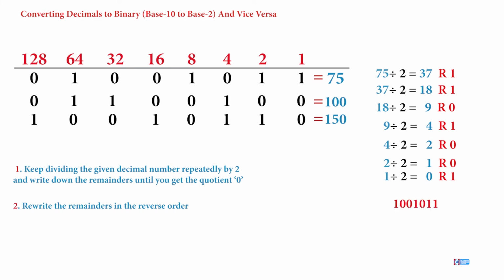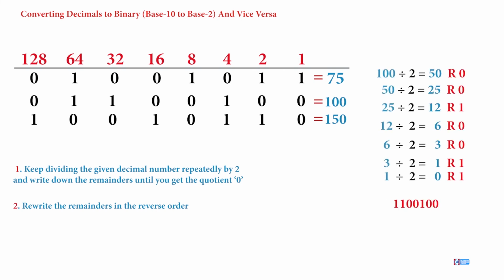Now, we write the remainders in the reverse order to get the binary value of the given decimal number 75. So, the binary digits for the decimal 75 is 1001011. This is the same as this one because, remember, there is a preceding 0 here. Now, try your hands on the second one and let's see. I will provide the answer shortly.